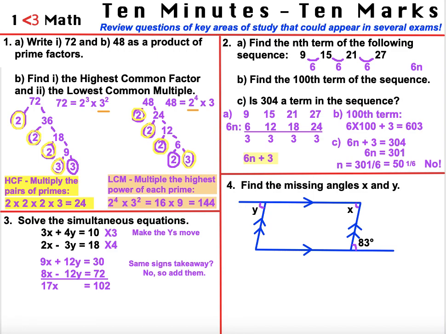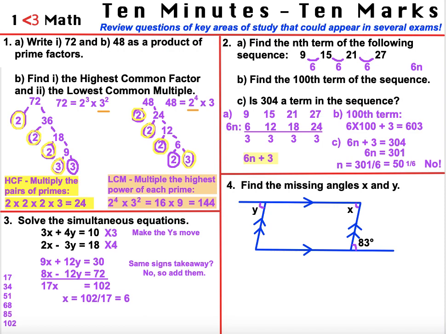So if we add plus 12y, add minus 12y, it eliminates the y. So 9x add 8x is 17x, 30 add 72 is 102. Therefore, to find x, we do x equals 102 divided by 17, and that equals 6. Now, if you were struggling to do 102 divided by 17, you could list the multiples of 17, and you can see that it is the 6th multiple.